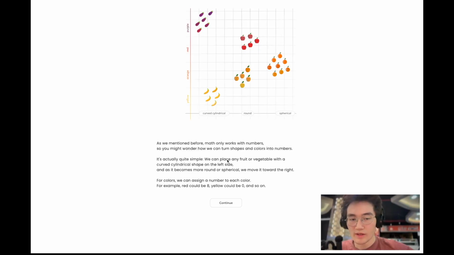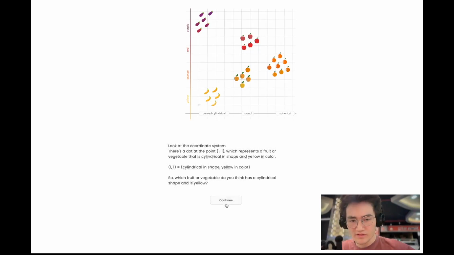For colors, we can assign a number to each color. For example, red could be 8, so we can see here 1, 2, 3, 4, 5, 6, 7, 8. And yellow could be 0, so it's here, and so on. Okay, let's continue. Look at the coordinate system. This dot at the point 1, 1 represents a fruit or vegetable that is cylindrical in shape and yellow in color.